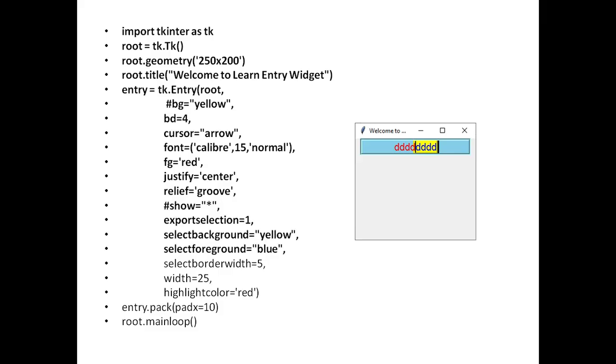Select background color sets the background color for the selected text. Then select foreground color sets the foreground color for the selected text. Then with select border width, we will set the border width for the selected text. And when we execute this, it will create an entry widget as shown.